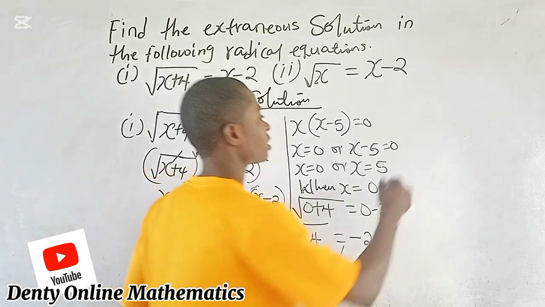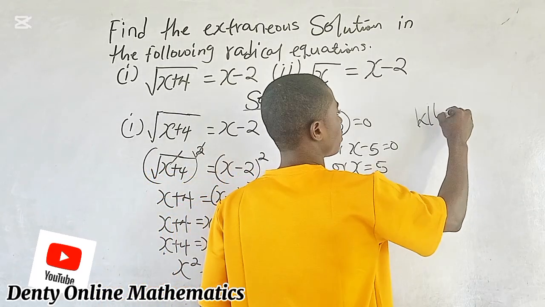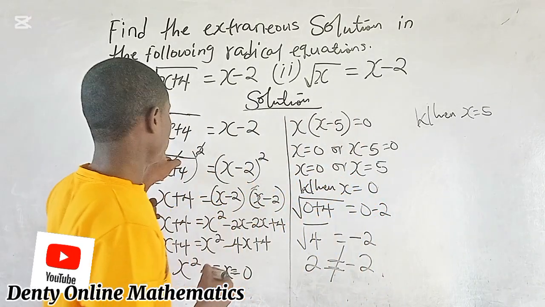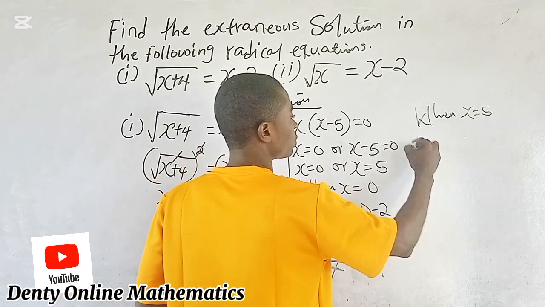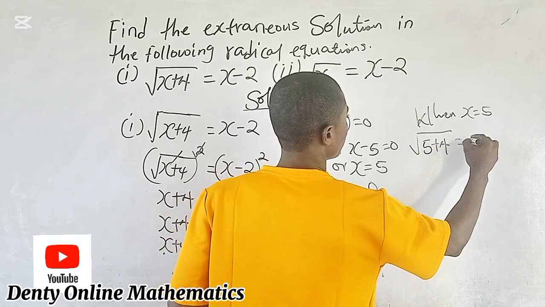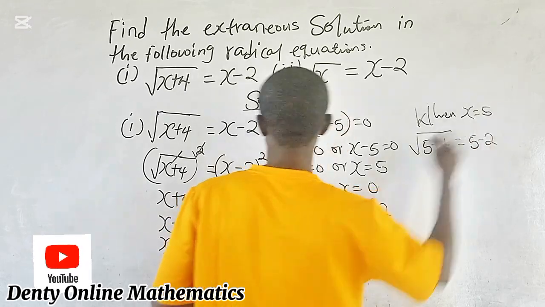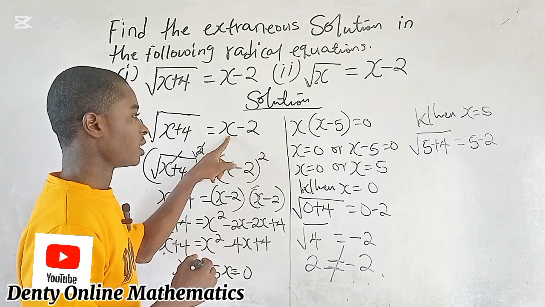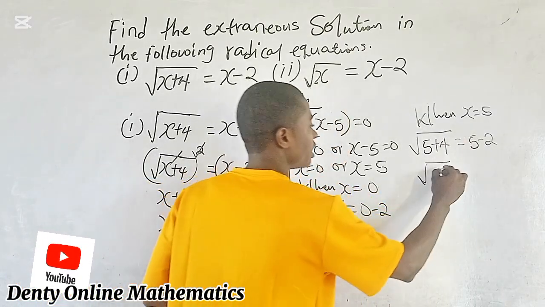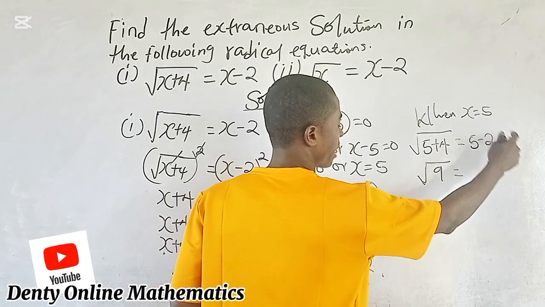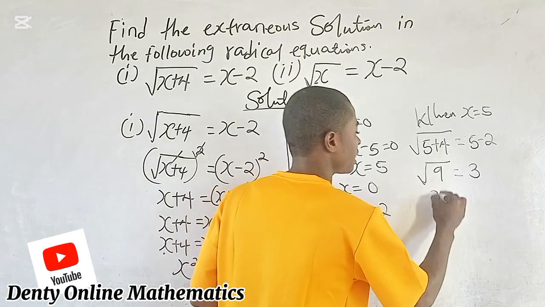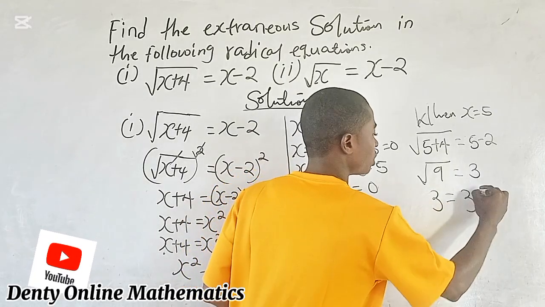Now let's check when x is equal to 5. When x is equal to 5, I'll have the square root of 5 plus 4 equal to 5 minus 2, because in place of x, I'm replacing it with 5. Now 5 plus 4 is 9, equal to 5 minus 2, which is 3. The square root of 9 is 3, and 3 is equal to 3.